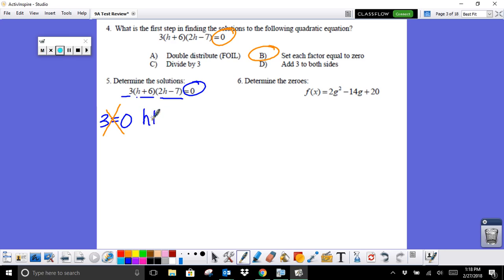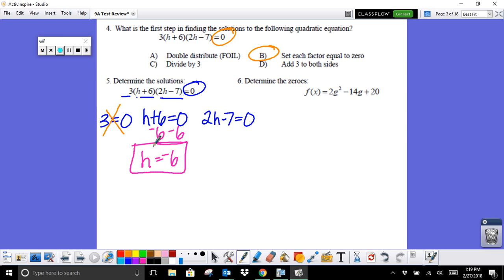Now I'm going to take h plus 6, set it equal to 0, and 2h minus 7, and set it equal to 0 to find my other 2 solutions. So in h plus 6, I'm going to subtract 6, so that gets me a solution of negative 6. On this other factor, I'm going to add 7. So I have 2h equals 7, divide by 2, and so h equals 7 over 2.